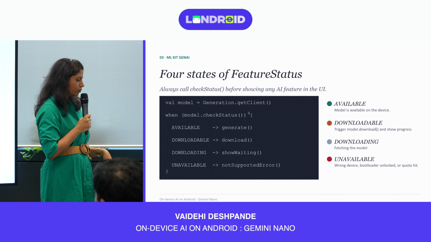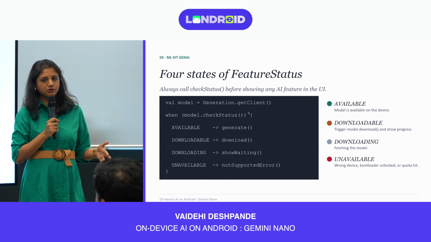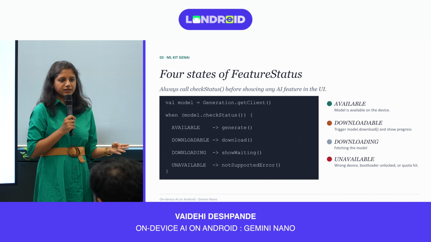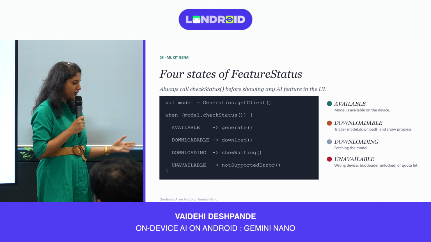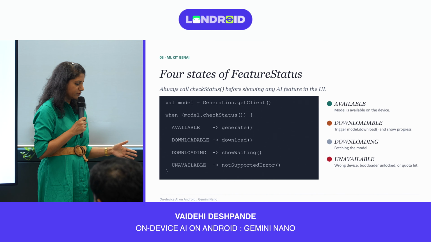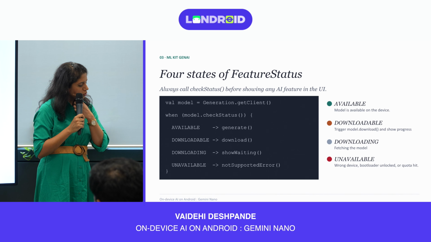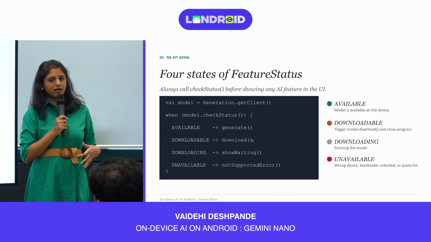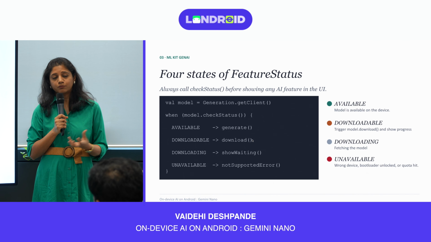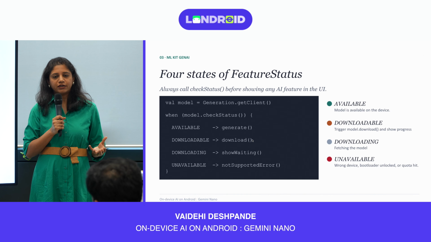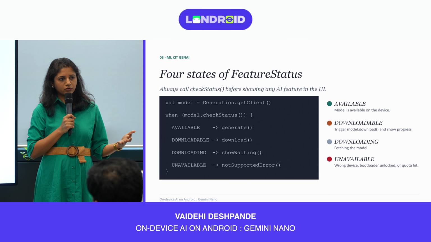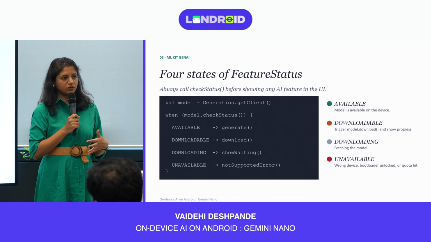After you get the model, all you have to do is check the status of it. While checking the status, you'll get four different statuses. It'll be available, downloadable, downloading, and unavailable, right? Now, if you notice this, if a device supports Nano, it'll let you download the model. It'll say that it is downloadable, and it'll let you download the model, and then you can start using it. It'll come into the available phase, and you can start using it.